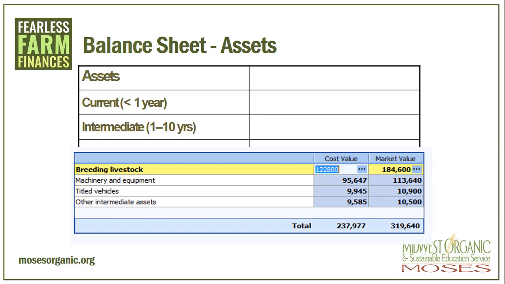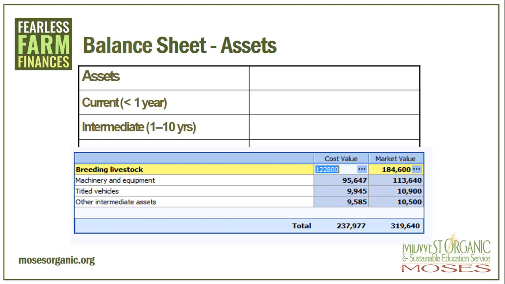Think of these as items that are usually kept for between 1 and 10 years, and selling them would have a dramatic effect on the normal income streams for the farm. This is where cost and market values really come into play. You can see from the FinPAC example, breeding livestock, machinery and equipment, and titled vehicles fall under this category.